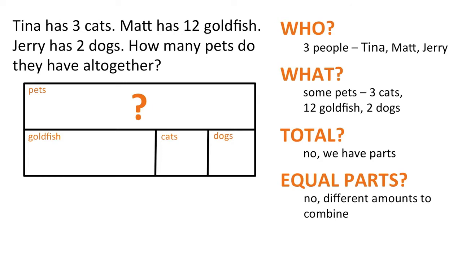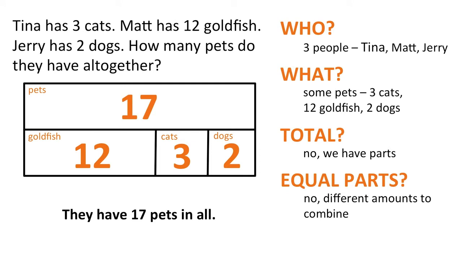So I'm going to label all my bars. That's very important. I got pets up top. That's the total. Then I got goldfish, cats, and dogs. I fill in the numbers that I have for everything, and then I'm going to combine those just by adding them up, and it's 17. And then I like to... Your teacher likes you to do this. Write a complete sentence for the answer.